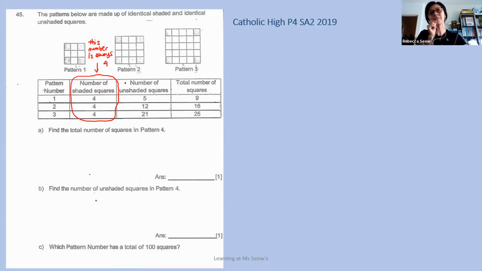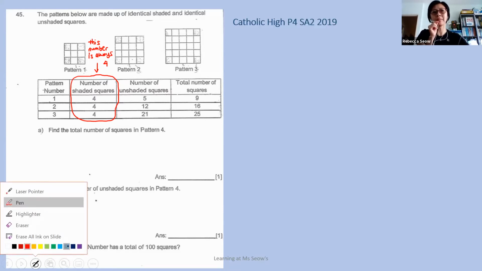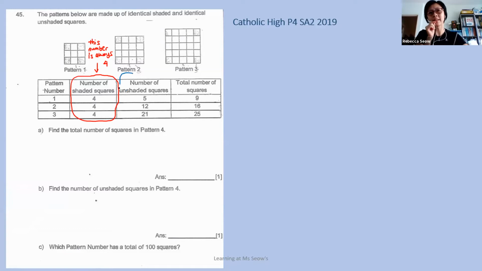Now let's move on to the third column. The third column tells you about the number of unshaded squares. I will note it down in blue. Now, what can we take note of in terms of the number of unshaded squares? We notice that this is an increasing pattern. That means as the pattern number increases, the number of unshaded squares will increase. And let's see whether it will increase in a consistent number.